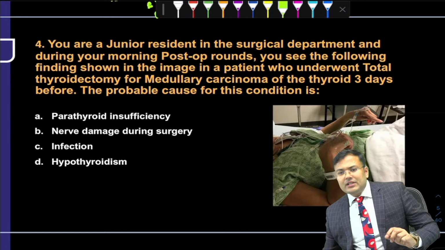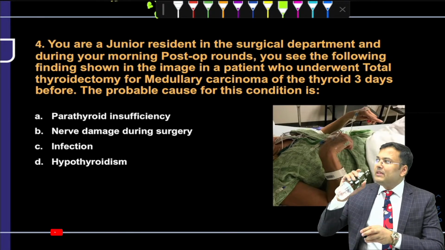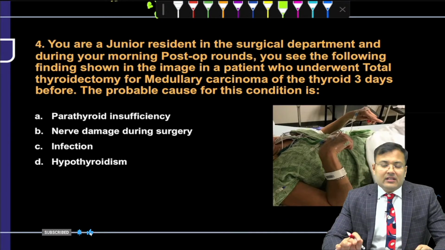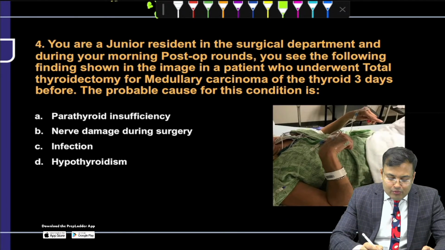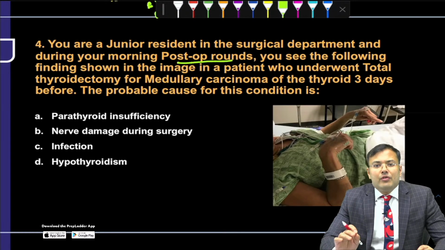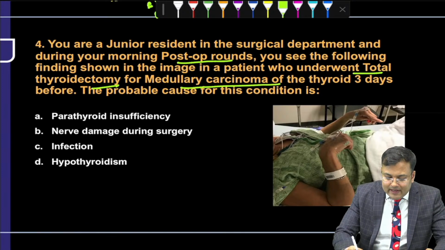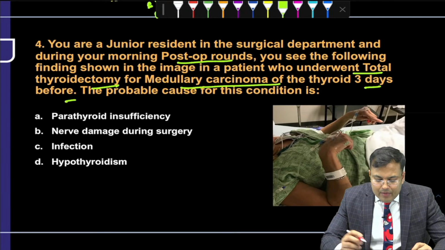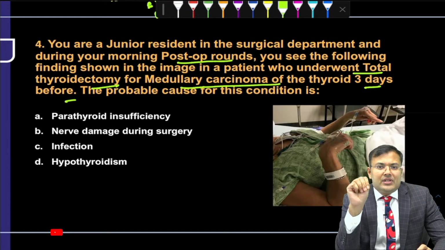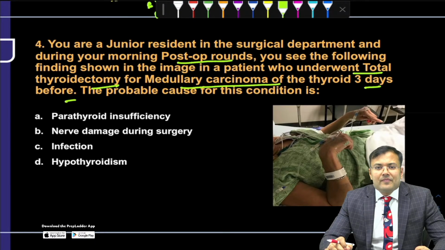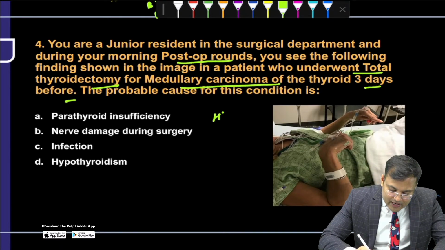Question number 4. Similar questions were asked previously in exam. Read the question and tell me the answer. You are a junior resident in the surgical department, and during morning post-op rounds you see the following findings shown in the image, in a patient who underwent total thyroidectomy for medullary carcinoma thyroid 3 days before. Probable cause for this condition. Can you see? The patient is having carpopedal spasm. What is the name of this sign? This is Trousseau sign. Carpopedal spasm, that is Trousseau sign. And what's the cause? It is because of hypocalcemia.